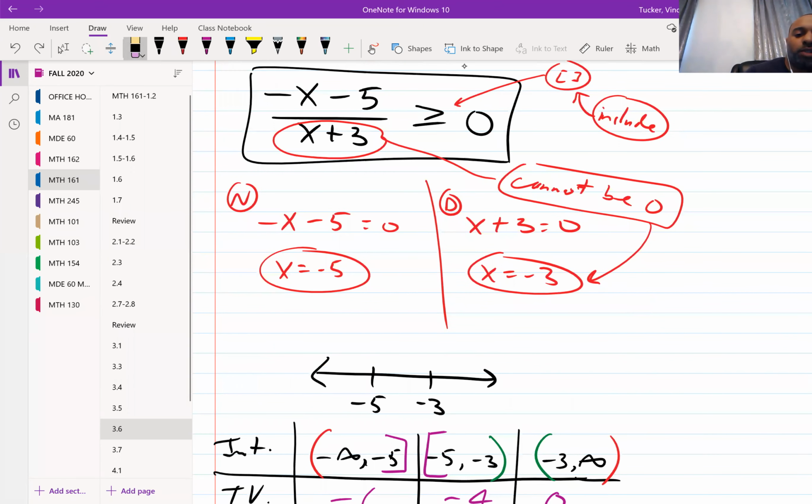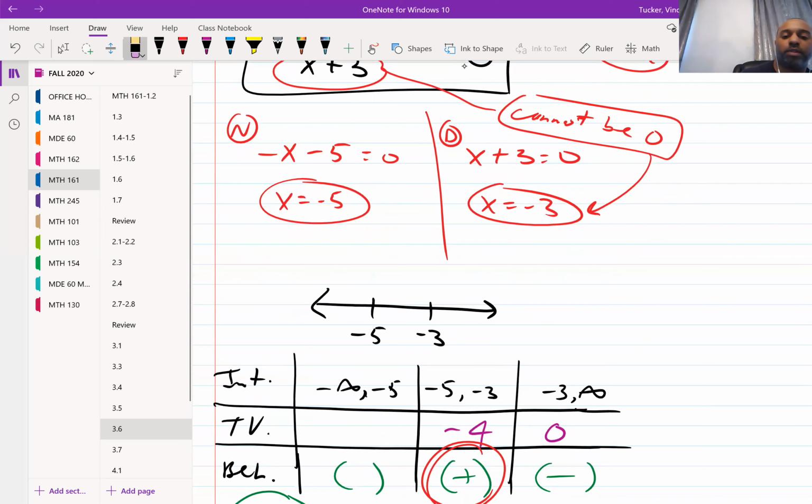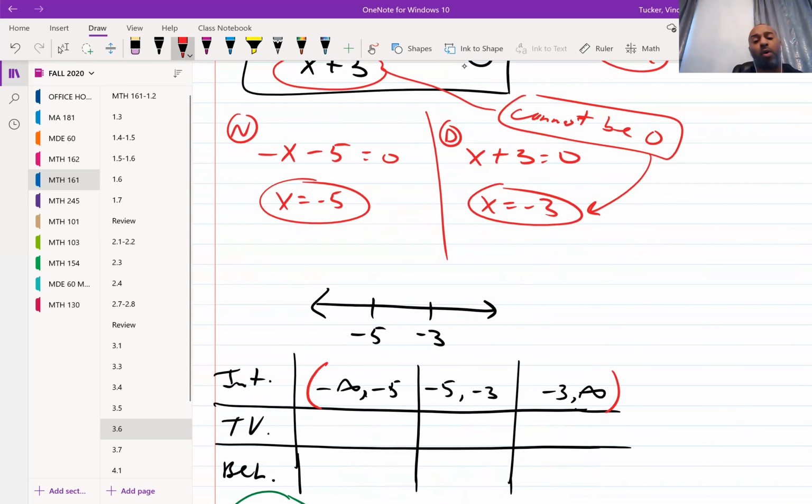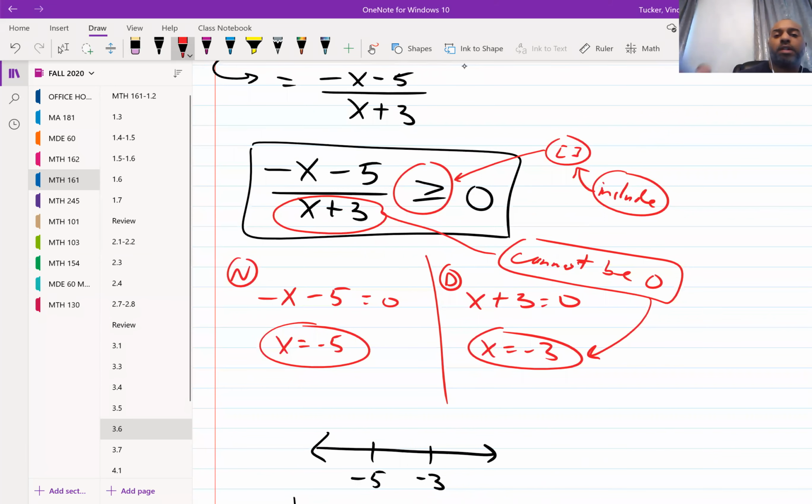So now, just like before, we want to establish our parentheses, brackets, whatever we need to put on our intervals. We know our intervals: negative infinity to negative 5, negative 5 to negative 3, then negative 3 to positive infinity. Parentheses will always be on your infinity signs. Because we have the or equal to symbol here, that means we're going to use brackets.